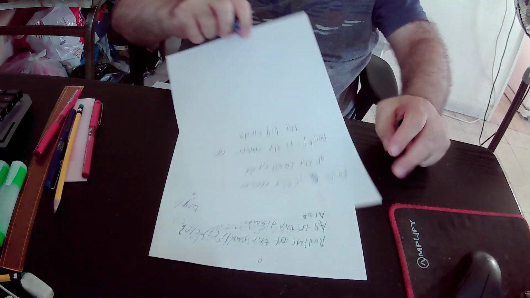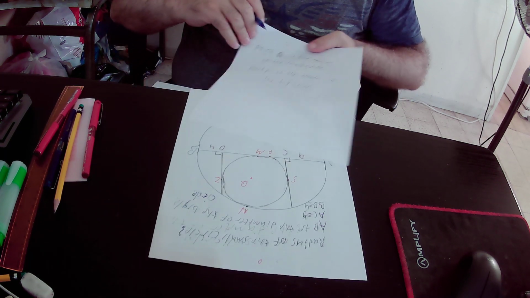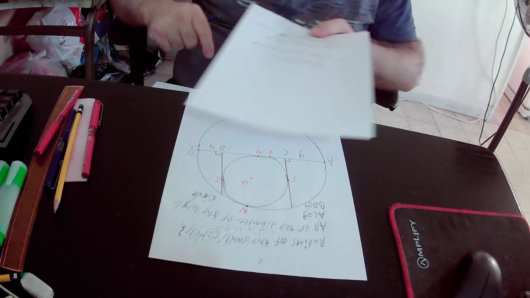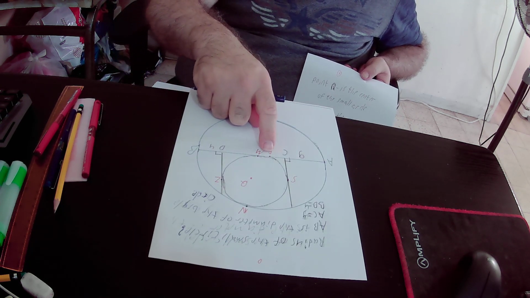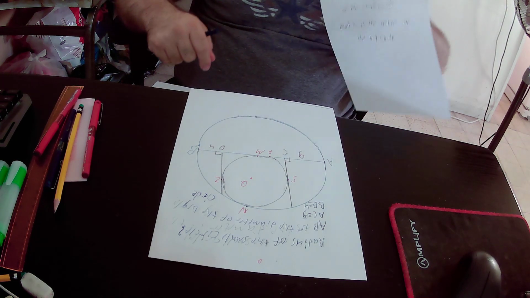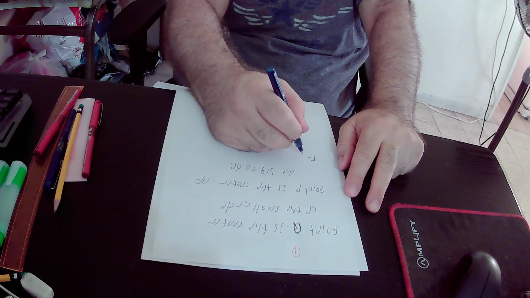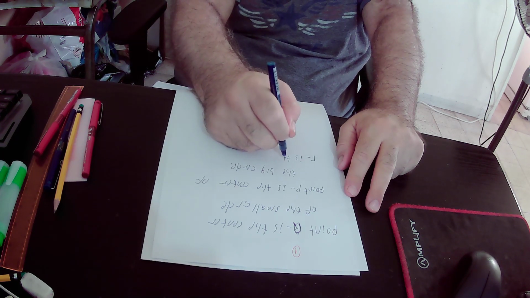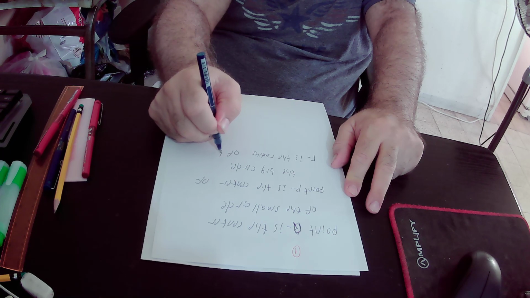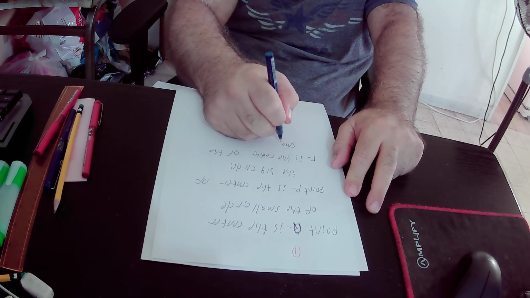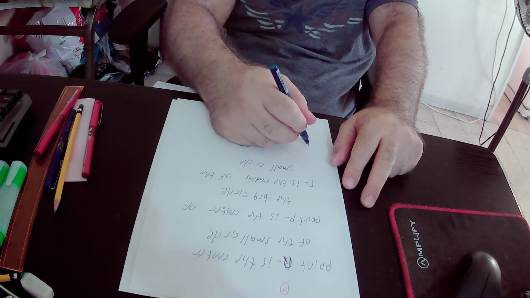So I will read again the things that I wrote. Point Q is the center of the small circle. This is point Q, and point P is the center of the big circle. This is point P, the center of the big circle. Okay, and we will define small r as the radius of the small circle, and capital R as the radius of the big circle.